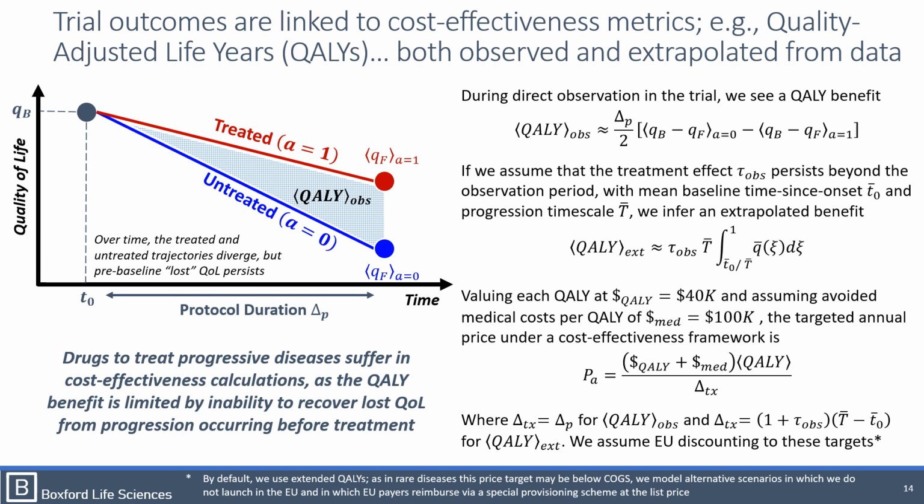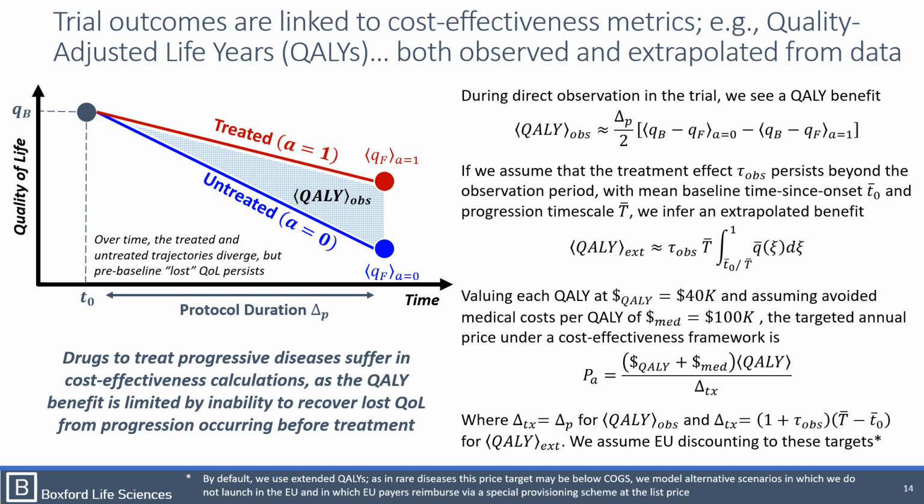In order to make these drugs look anywhere close to being economical under a cost effectiveness framework, we have to make an assumption that the treatment effect persists beyond the observation period. And so we assume if we start patients in treatment at the same time since onset in the trial, they have the same kind of mix of the progression timescales as patients in the trial, and we keep treating the patient beyond the window observed in the trial and see the same slowing in the disease over time, we calculate what this extended QALY benefit is.